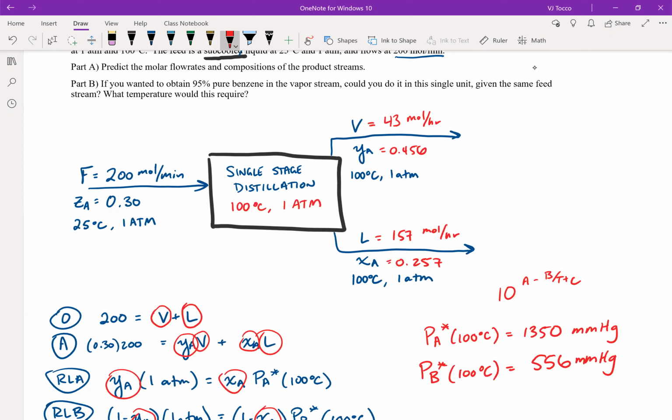But before we talk about that in more detail in a couple of class periods, let's go into part B. If you wanted to obtain 95% pure benzene in the vapor stream, could you do it in this single unit given the same feed stream? What temperature would this require? So the process flow diagram is going to look very similar, except we're now going to change what the unknown and the known variables are. So try to draw that process flow diagram.